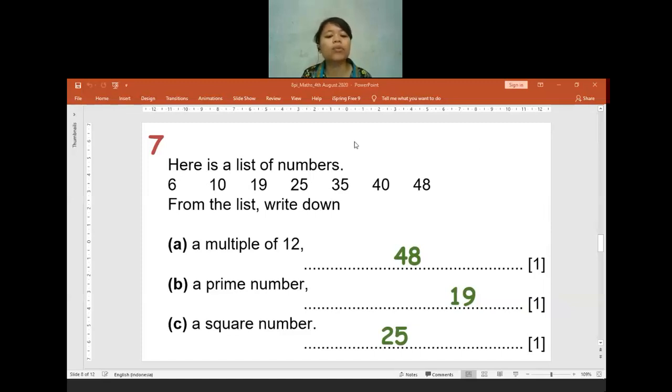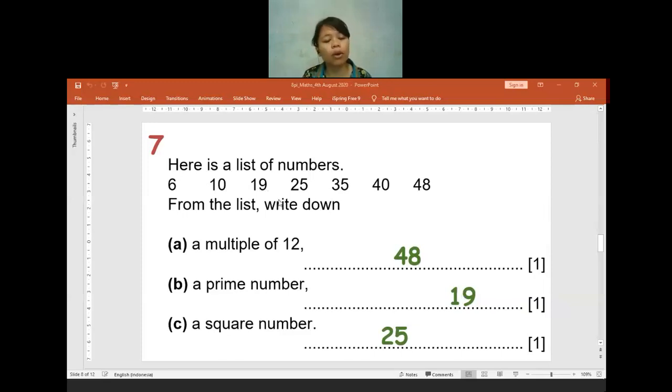For question B, we have to take the prime number. A prime number means the number only has two factors, 1 and the number itself. It cannot be divided by any other number. Number 6 can be divided by 2, so it's not a prime number. Number 10 is divisible by 2, so it's not a prime number. 19 can only be divided by 1 and 19, so yes, 19 is a prime number.